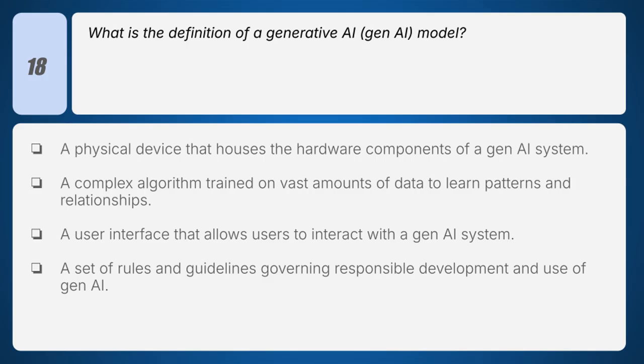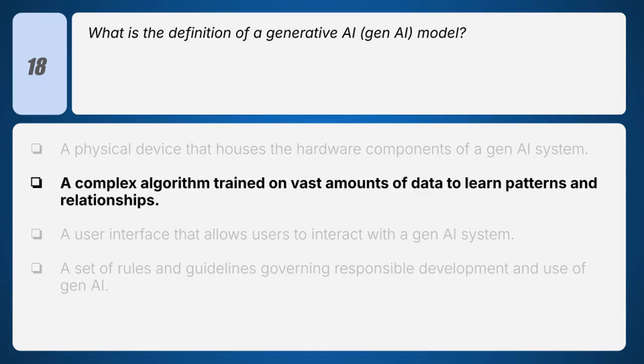A. A physical device that houses the hardware components of a Gen AI system. B. A complex algorithm trained on vast amounts of data to learn patterns and relationships. C. A user interface that allows users to interact with a Gen AI system. D. A set of rules and guidelines governing responsible development and use of Gen AI. A complex algorithm trained on vast amounts of data to learn patterns and relationships.